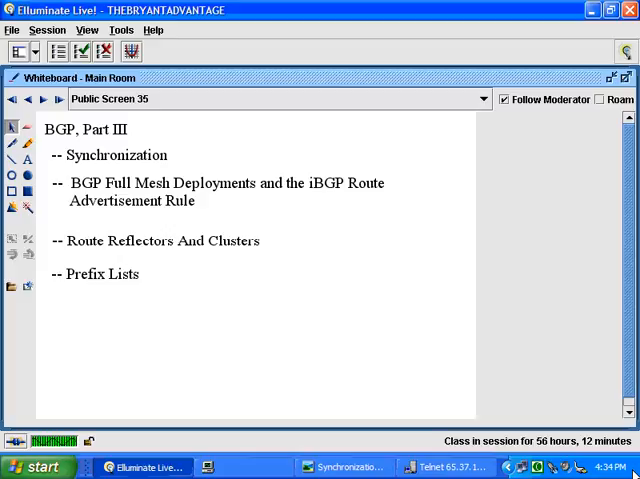Continuing our in-depth analysis of the Border Gateway Protocol to get you ready for exam success and real-world success. We're going to start off with something that does get in the way of real-world success quite often, and that's the rule of synchronization.